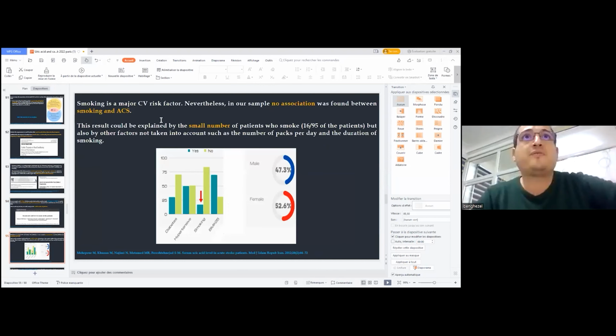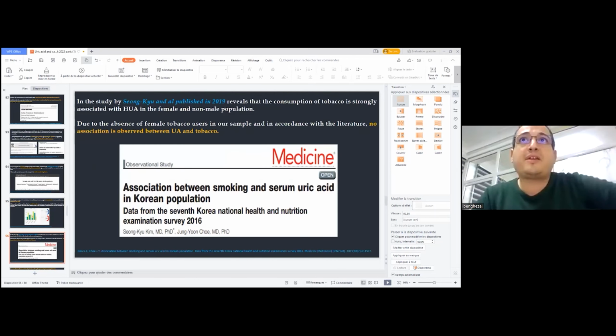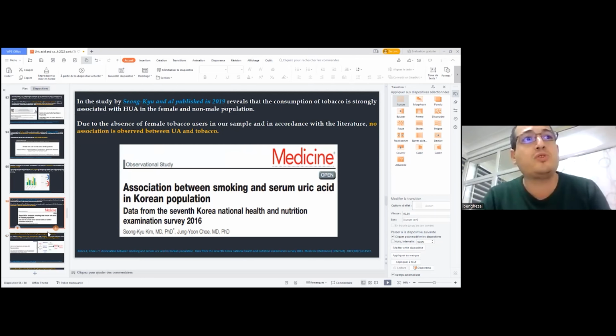Smoking is a major cardiovascular risk factor. Nevertheless, in our sample, no association was found between smoking and ACS. This result could be explained by the small number of patients who smoke, but also by other factors not taken into account, such as the number of cigarettes per day and duration of smoking. This study, for example, reveals that the consumption of tobacco is strongly associated with hyperuricemia in the female and non-male population. Due to the absence of female tobacco users in our sample, and in accordance with the literature, no association is observed between uric acid and tobacco users.